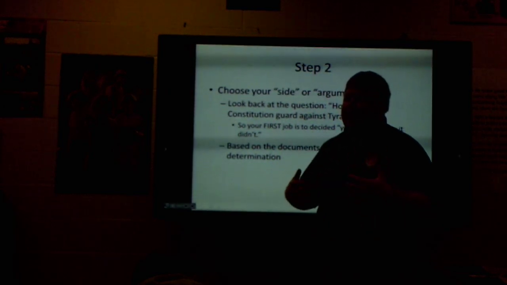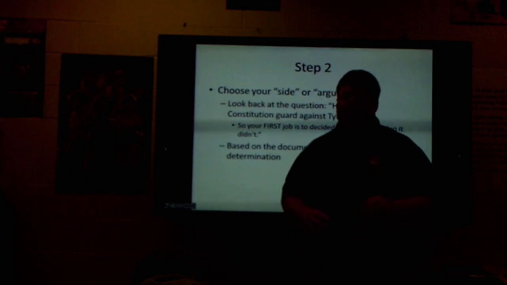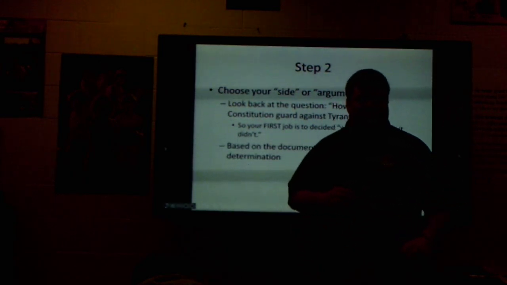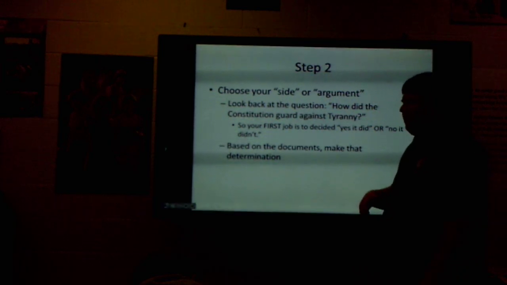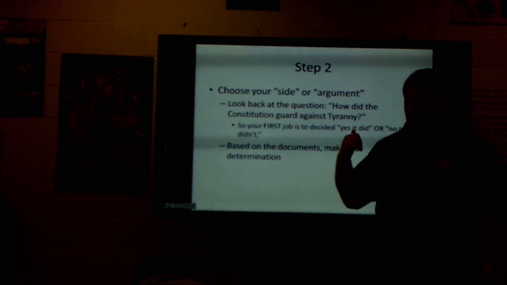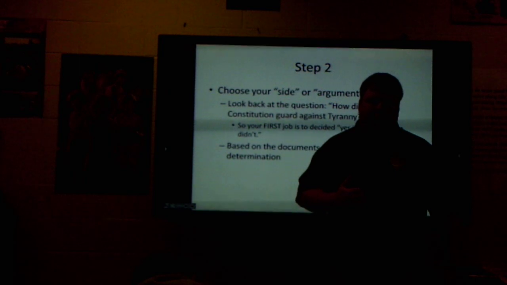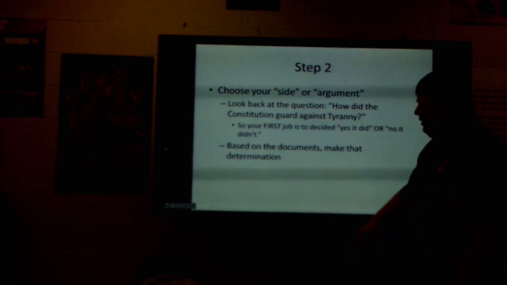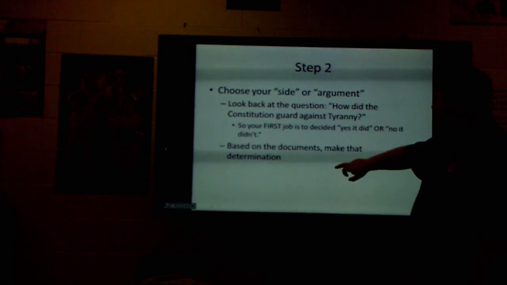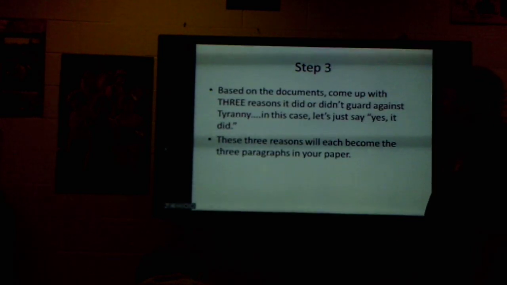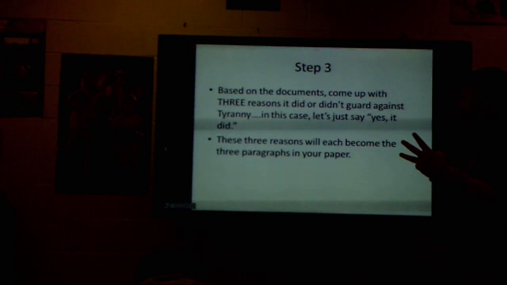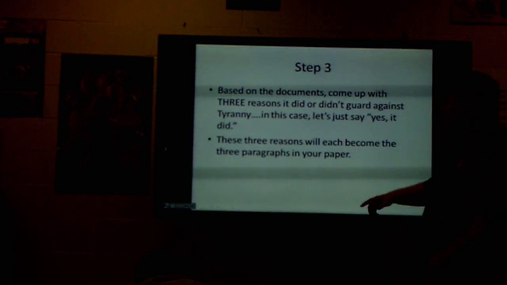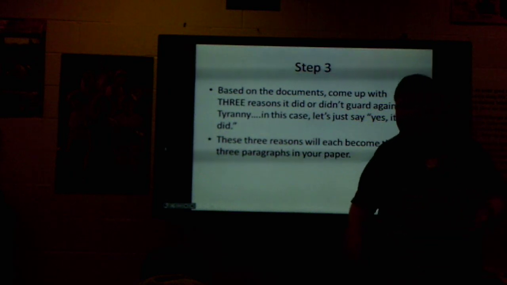But now the question is, how? You're going to have to analyze and see if you can come up with 3 reasons that it guarded against tyranny, okay? This one's pretty easy, but a lot of times they're not so easy. A lot of times you have to really analyze before you can make your mind up. So you're going to make that determination. Based on the documents, you're going to come up with 3 reasons it did or didn't guard against tyranny. In this case, let's just say yes, it did.